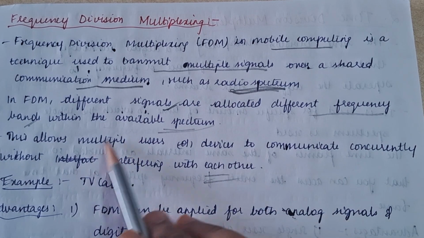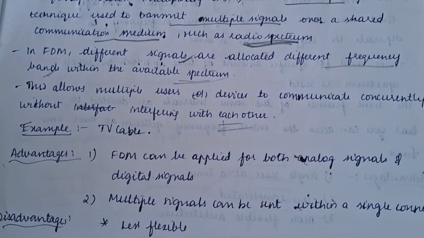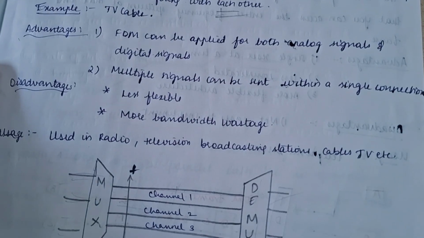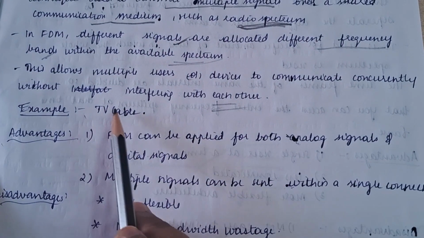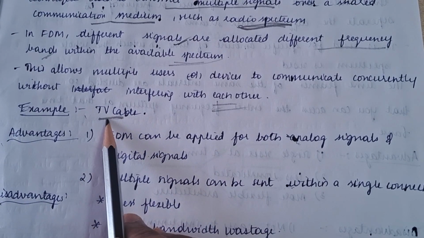These signals will be transferred or communicated. Okay, what are the examples? We need to just write about this definition. We need to draw this diagram. We need to give one example. What is the best example for frequency division? It's a TV cable.